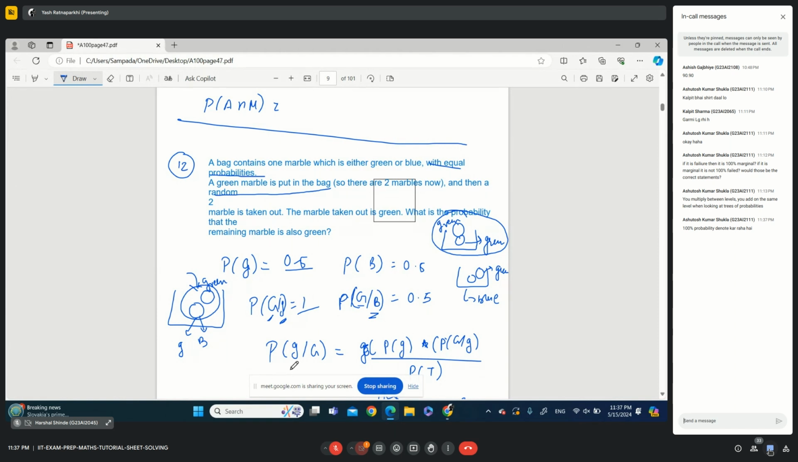And then we find out that if the ball that we draw was green, what will be the probability that the other ball will also be green? So that's why we put the formula.